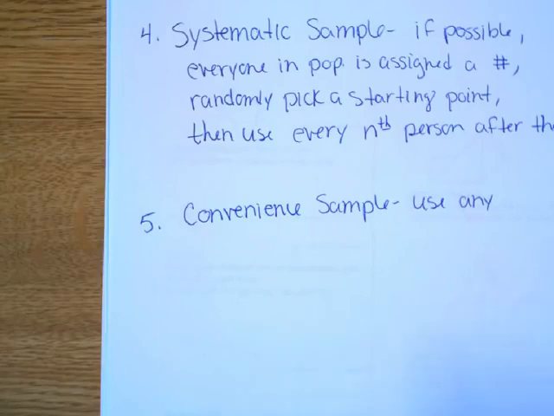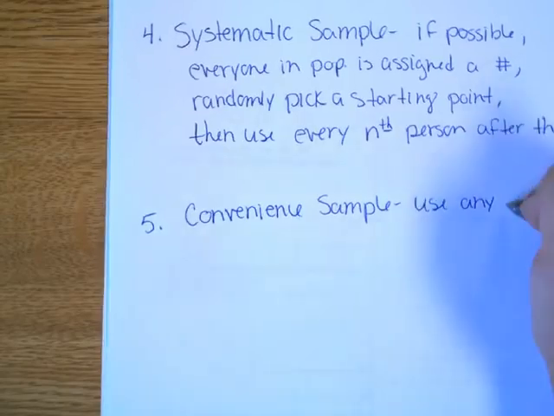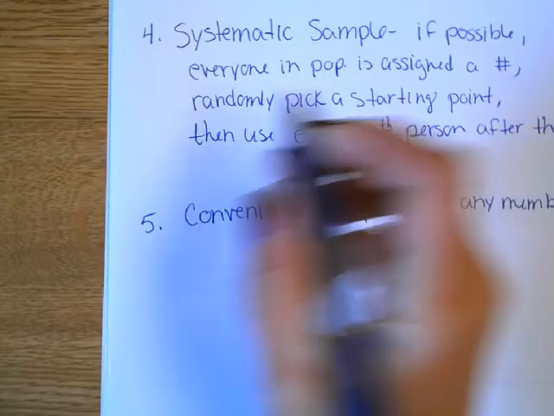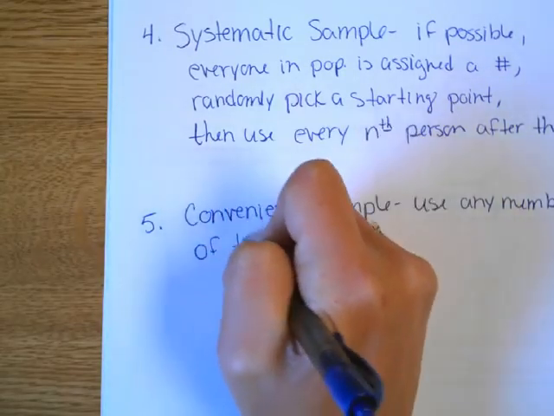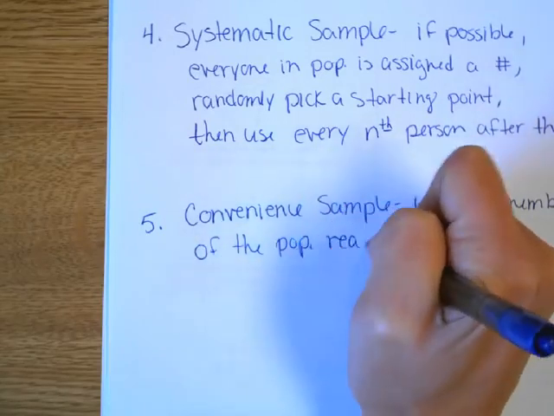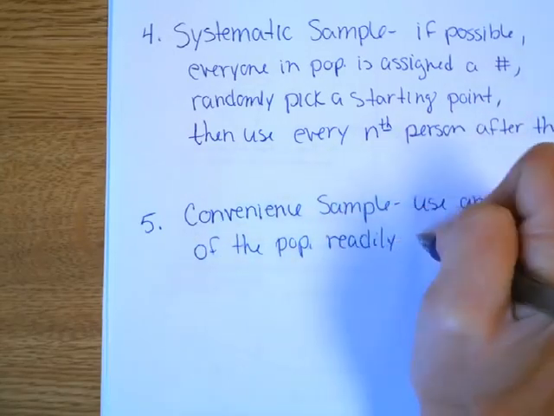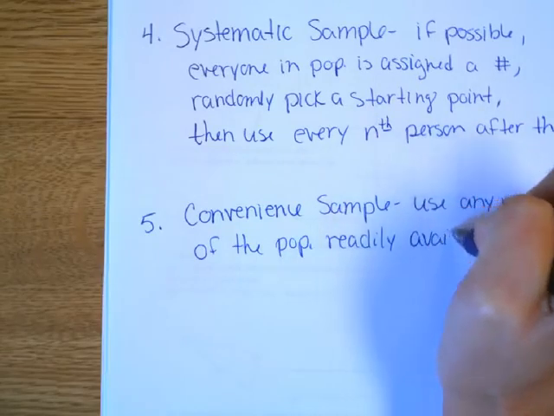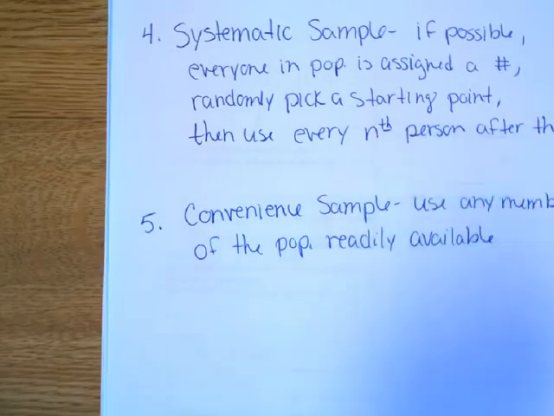So, a convenience sample is using any members of the population readily available. Readily available. That's not a good choice.